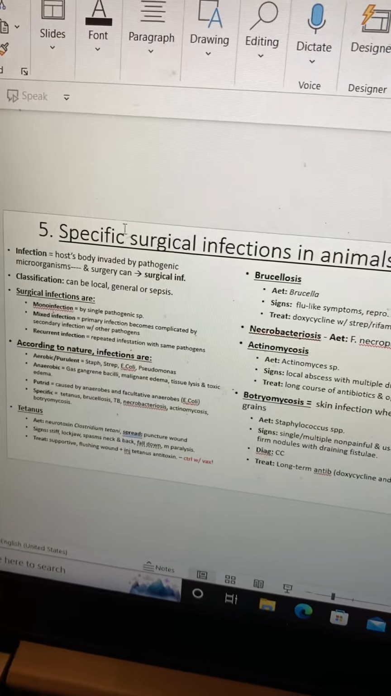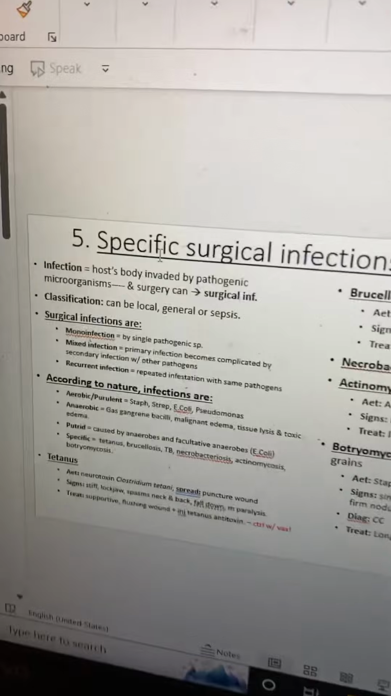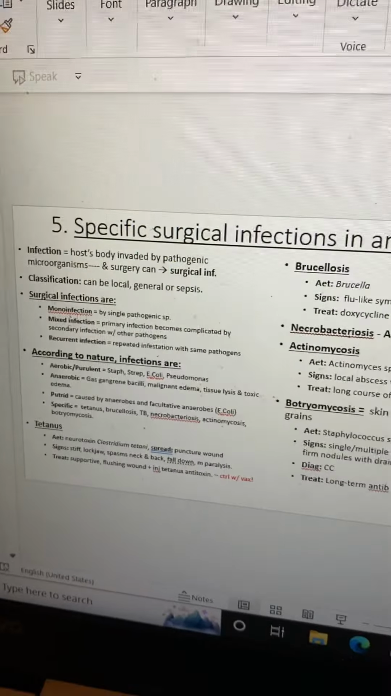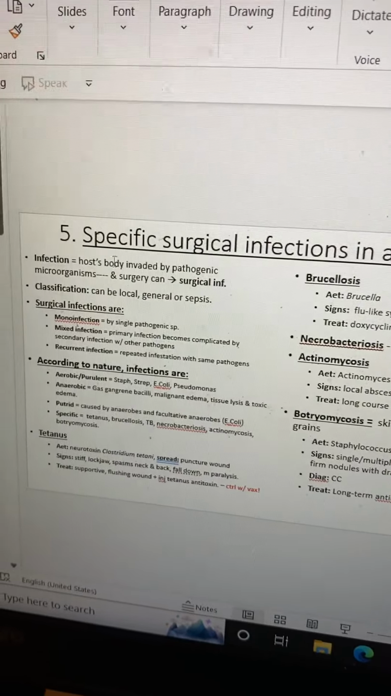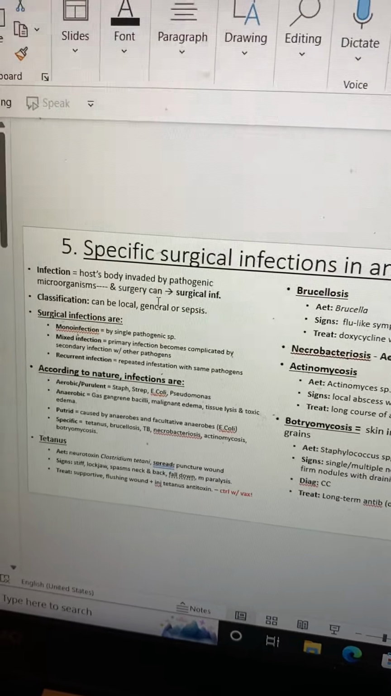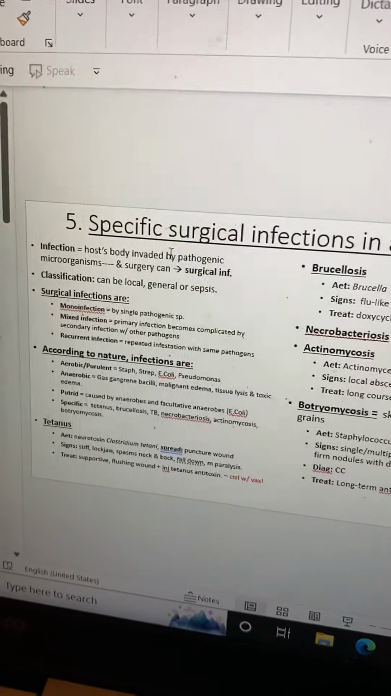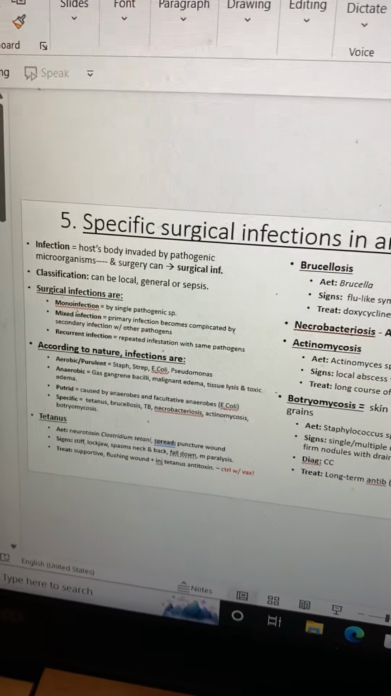Very interesting. Specific surgical infections in animals, hence the word specific, just remember it. So that's why we're going to talk about specific diseases. But first, what's an infection? It's when a host's body is invaded by a pathogenic microorganism, and surgery can of course lead to that because you're opening the body up to infection, and this is what we call a surgical infection.